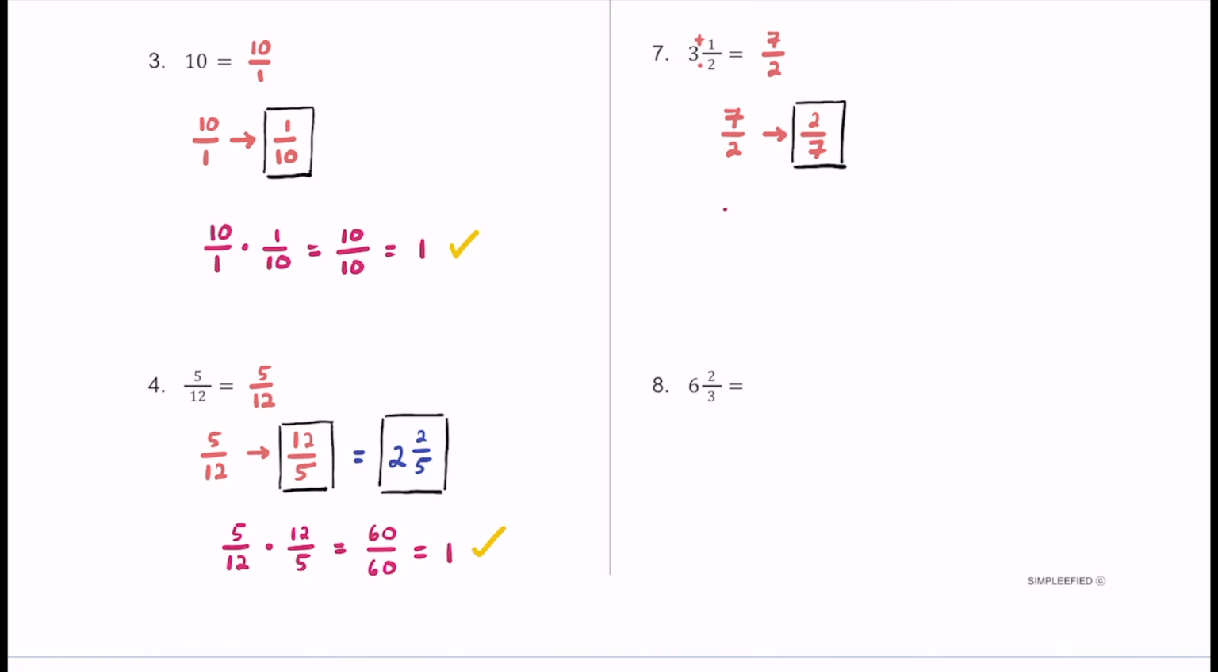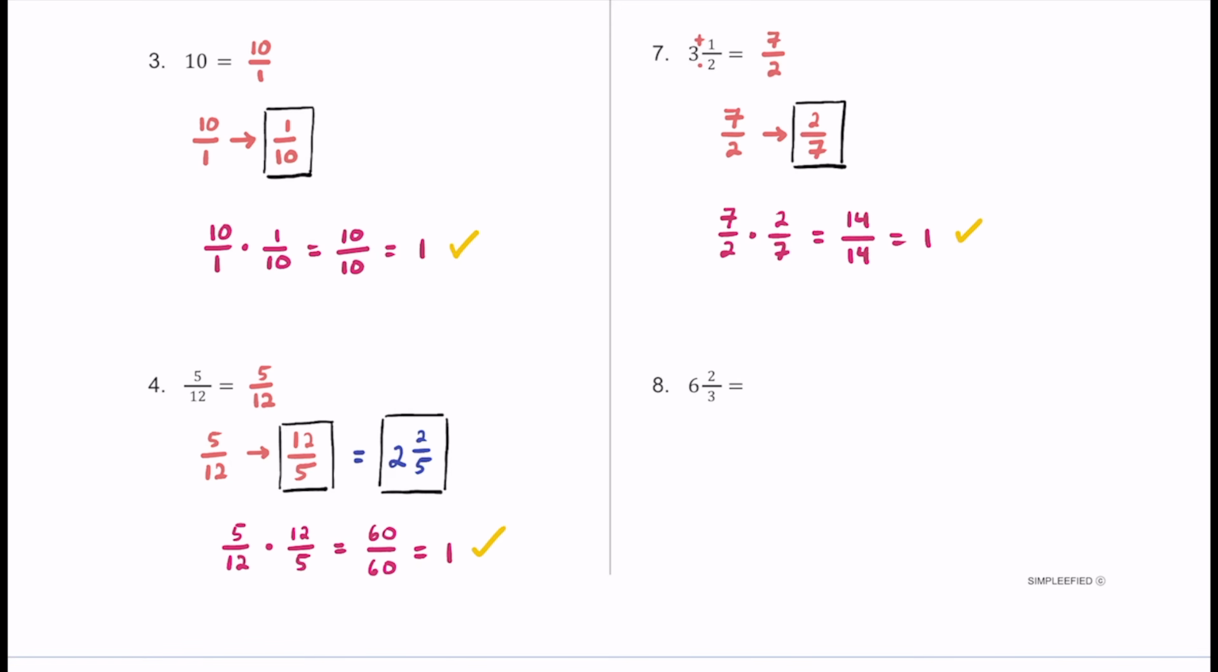And to show that the product of the original, which is 7 over 2, and the reciprocal, which is 2 over 7, should equal 1, right? So 7 times 2 is 14, and then 2 times 7 is 14. 14 over 14 is equal to 1, so this checks out.